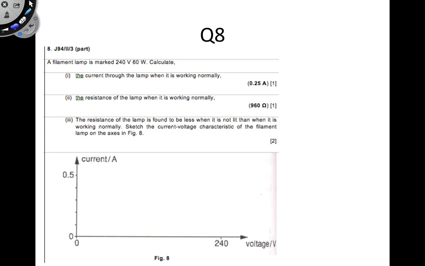Question 8: I have a filament lamp rated at 240 volts and 60 watts. Calculate the current through the lamp when it's working normally, the resistance of the lamp when it's working normally, etc. What does it mean for the lamp to be working normally?